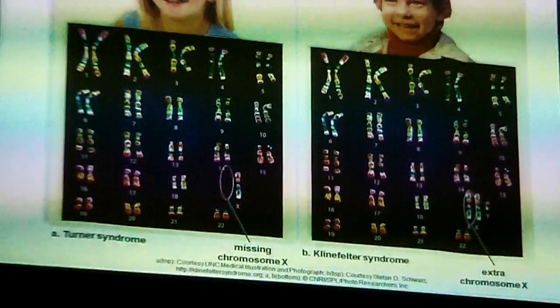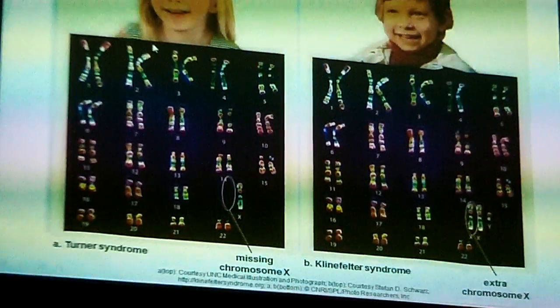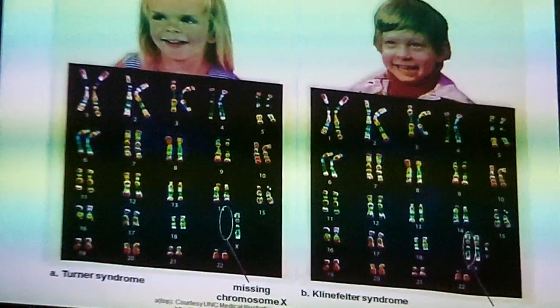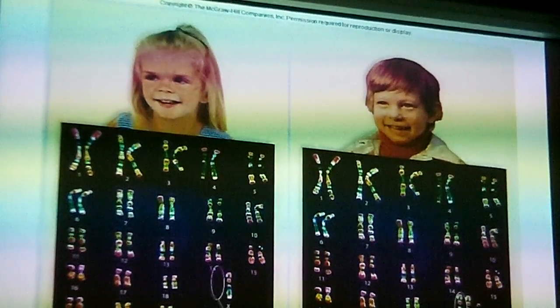There you go. They don't go through puberty. 1 in 10,000 females ends up with Turner syndrome.